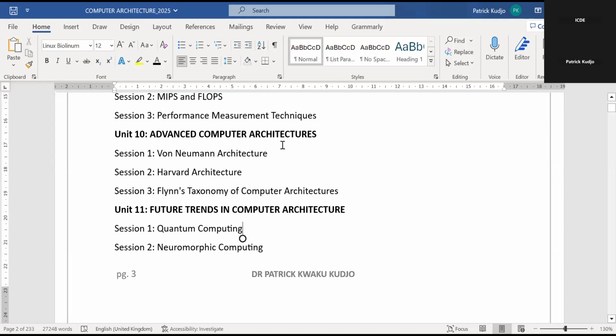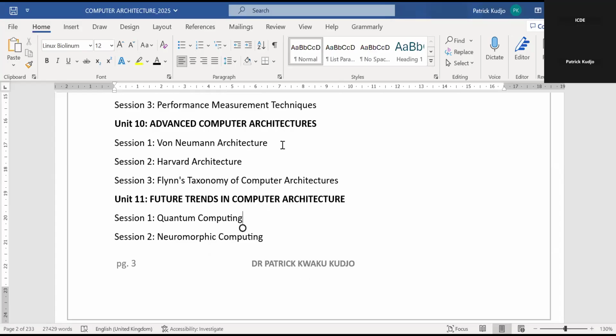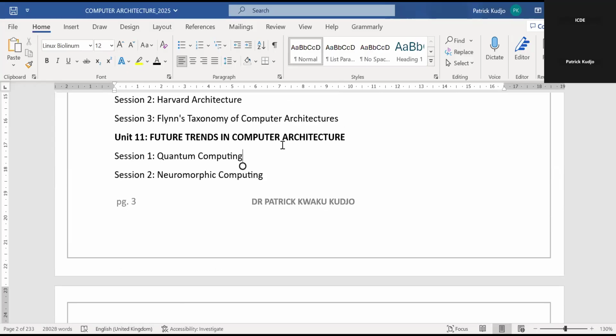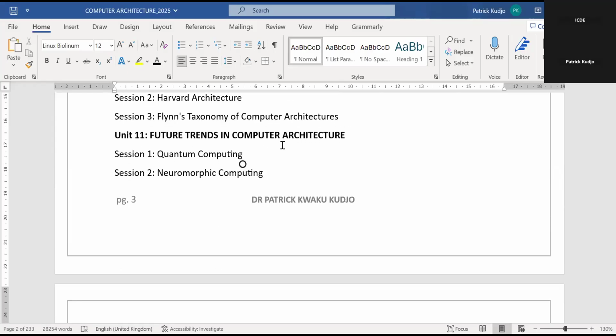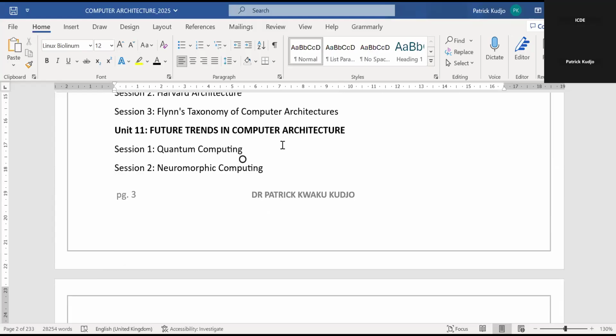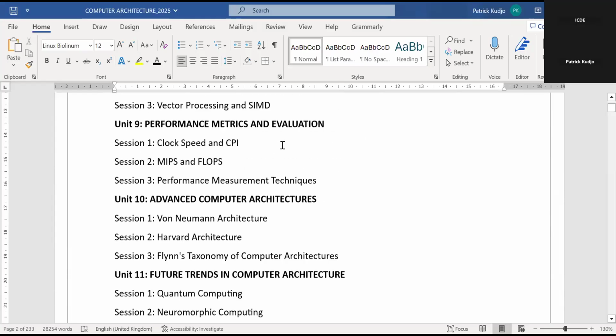Then there is advanced computer architecture, where you are looking at the various architectures. In a way, I'll talk about it briefly in unit 1, and then we'll look at the advanced forms of this. Finally, we have future trends in computer architecture.